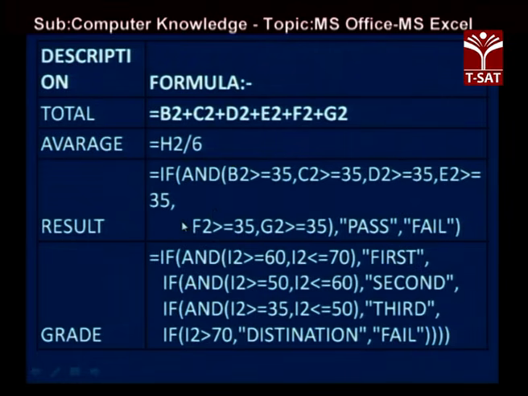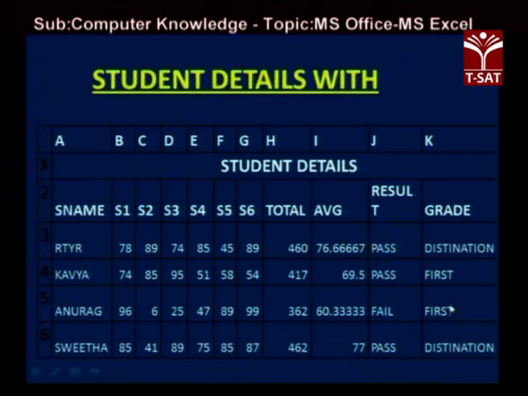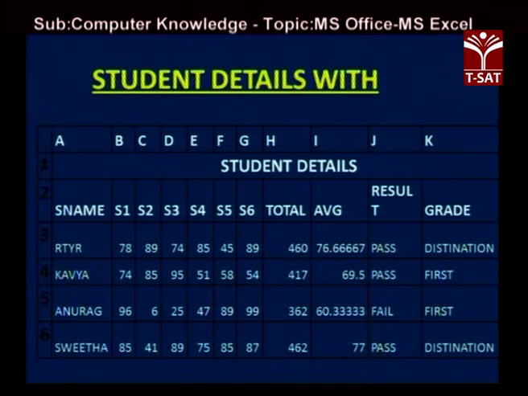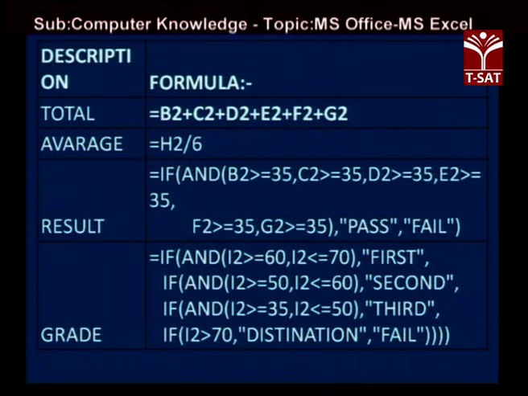Next one, how to calculate the result? The result consists of a condition: greater than or equal to 35 marks, only then will the student pass, otherwise they will fail. The formula for the result uses an IF condition. The IF condition is a must. Here the condition is greater than or equal to 35, IF open bracket, AND also is there. Why? Because here we are comparing 6 subjects. So, IF open bracket, AND open bracket.